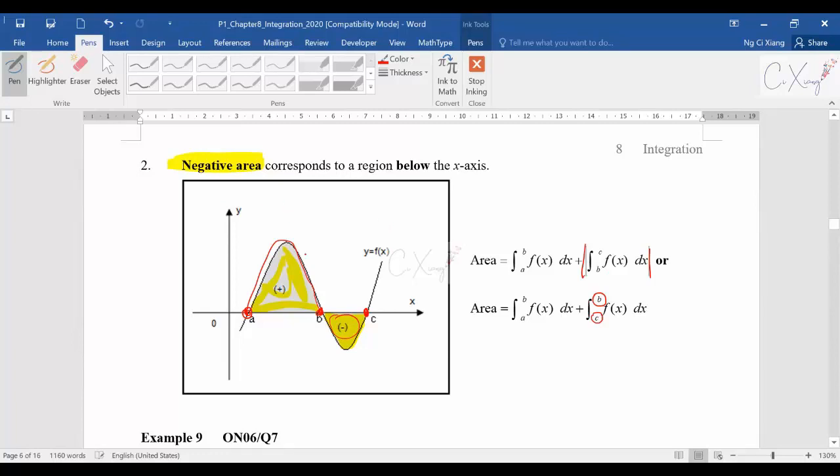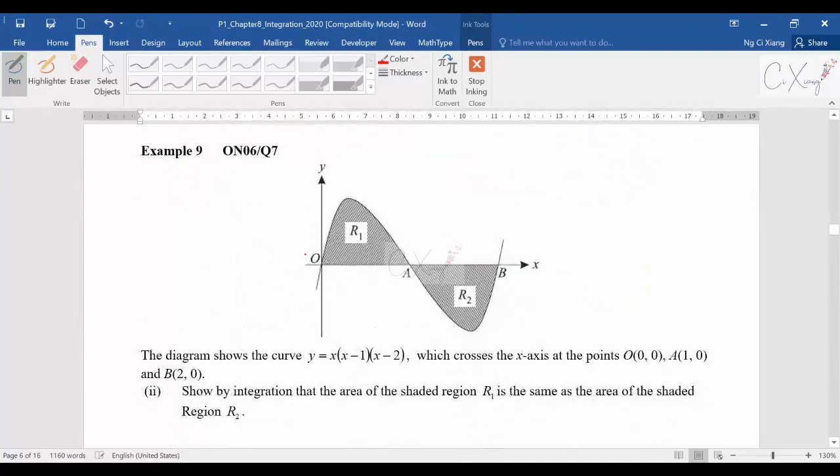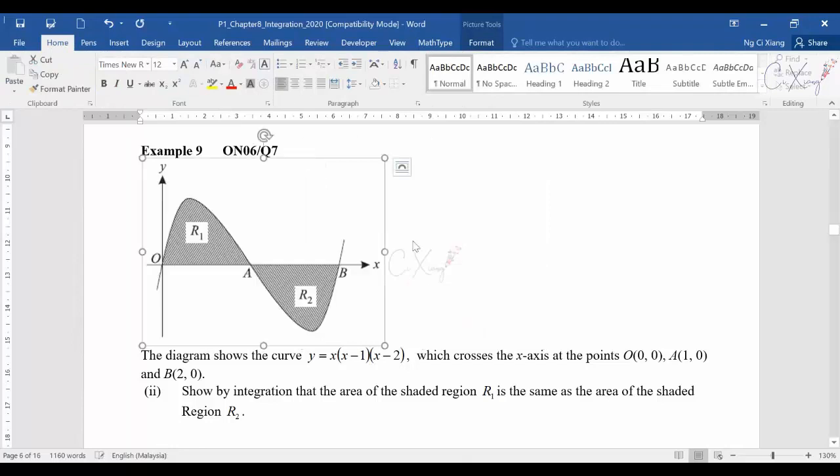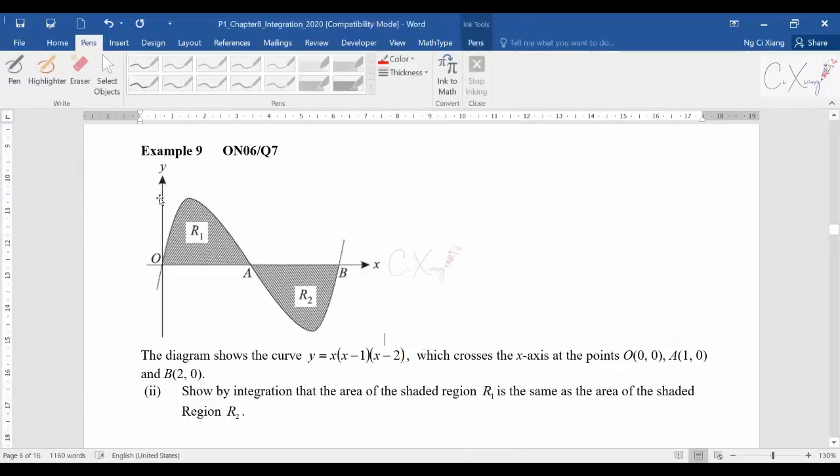Then we can have a look at example 9. Example 9 is from a past year paper, October, November 2006. I don't know how old you were at that time. 3-4 years old, is it? Okay, then let us start.